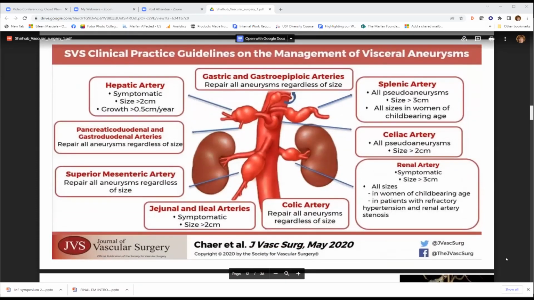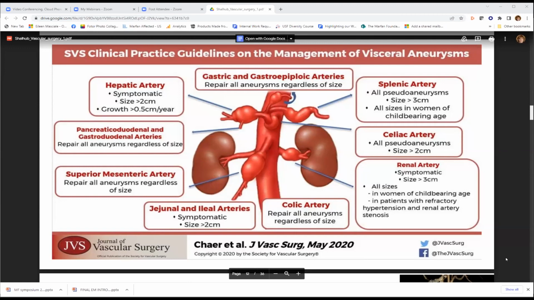For visceral aneurysms, these are the aneurysms that supply the blood vessels to the intestines, for example, and the kidney arteries. There are guidelines that have been established by the Society for Vascular Surgery, and these are great guidelines that anchor our discussion when we talk about repair.